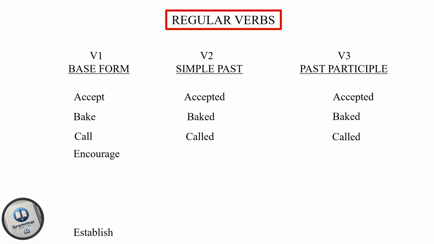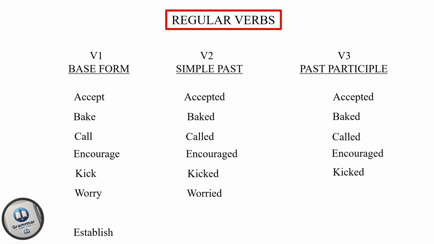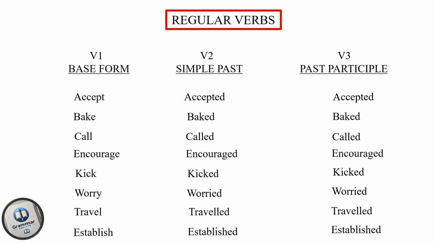Encourage, encouraged, encouraged. If you observe these examples, you can notice that you are adding d or ed to make the base form of the verb into the past participle. Then kick, kicked, kicked. Worry, worried, worried. If you notice here, you are adding ied to make worry into a past participle form. Travel, traveled, traveled. Establish, established, established.